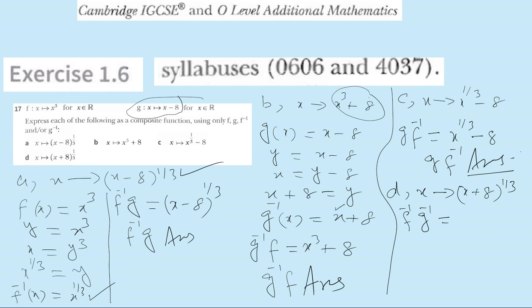We have to put the value of whole g inverse in f inverse. F inverse is what? X to the power 1 upon 3. Therefore, x replaced by g inverse means x plus 8 to the power 1 upon 3. Clearly, x plus 8 to the power 1 upon 3 is f inverse g inverse. This is the answer of part D. So the answer of part A is f inverse g, part B is g inverse f, part C is g f inverse, and part D f inverse g inverse.